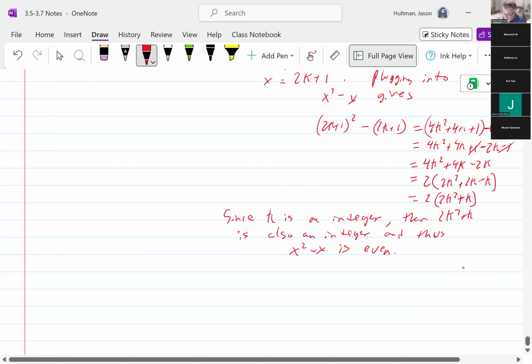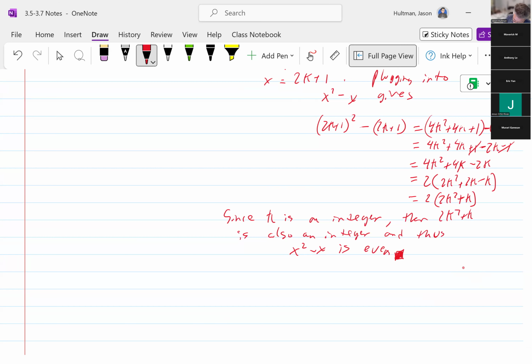Okay, so both roads led to even values, because we could pull a 2 out of each of them. So we're good.